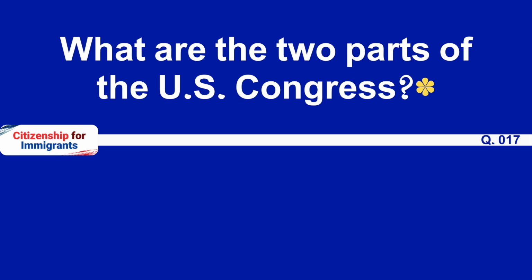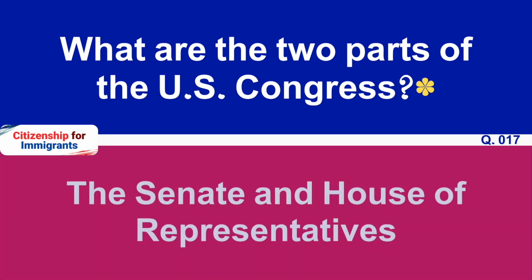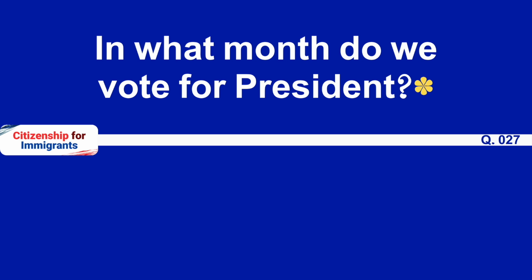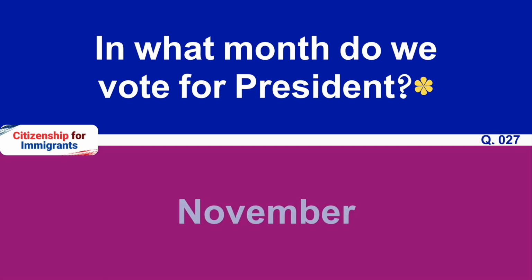What are the two parts of the U.S. Congress? The Senate and House of Representatives. In what month do we vote for president? November.